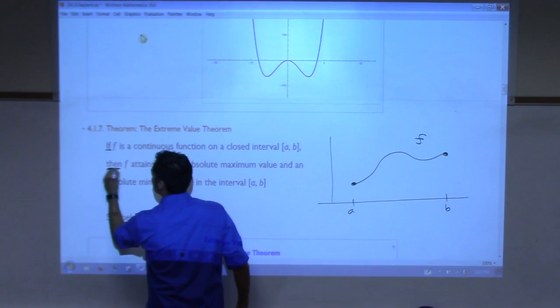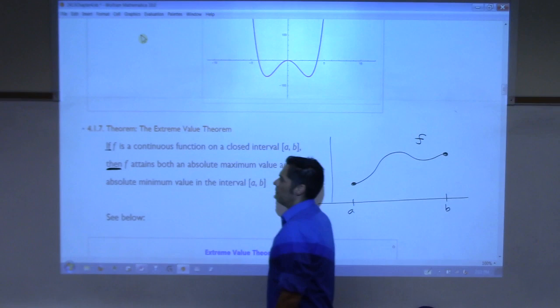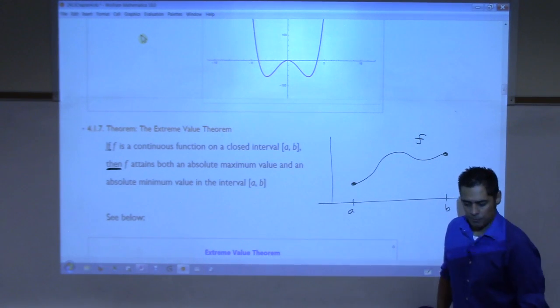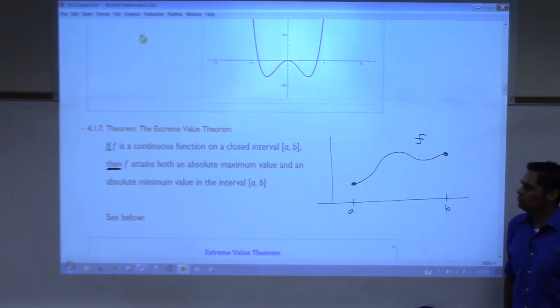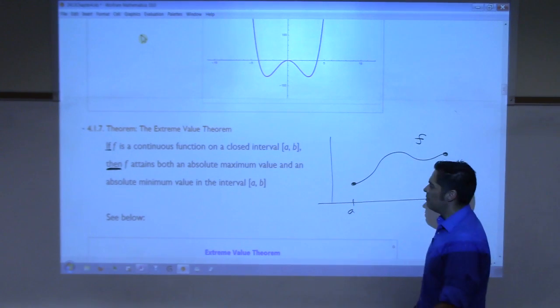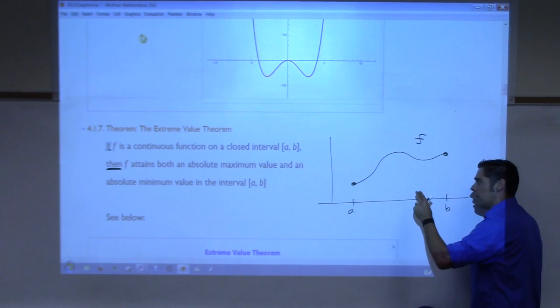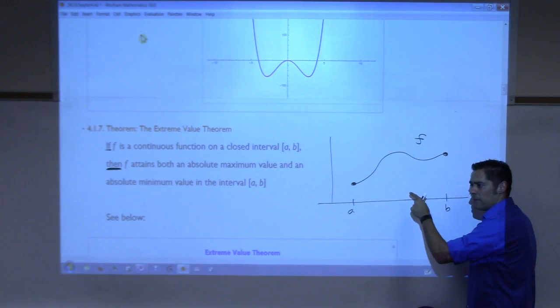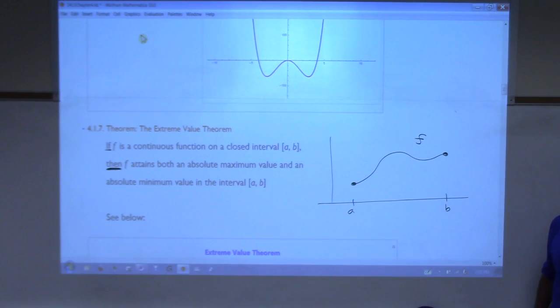then what? You have to have it, you must, there's no way to avoid it. You must have a global maximum and you must have a global minimum. It has to happen.